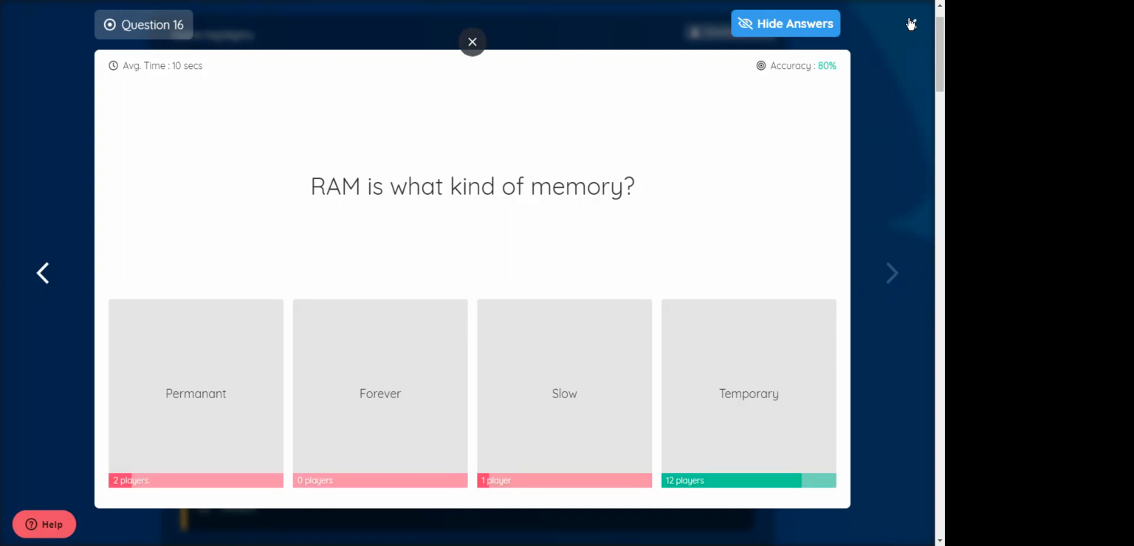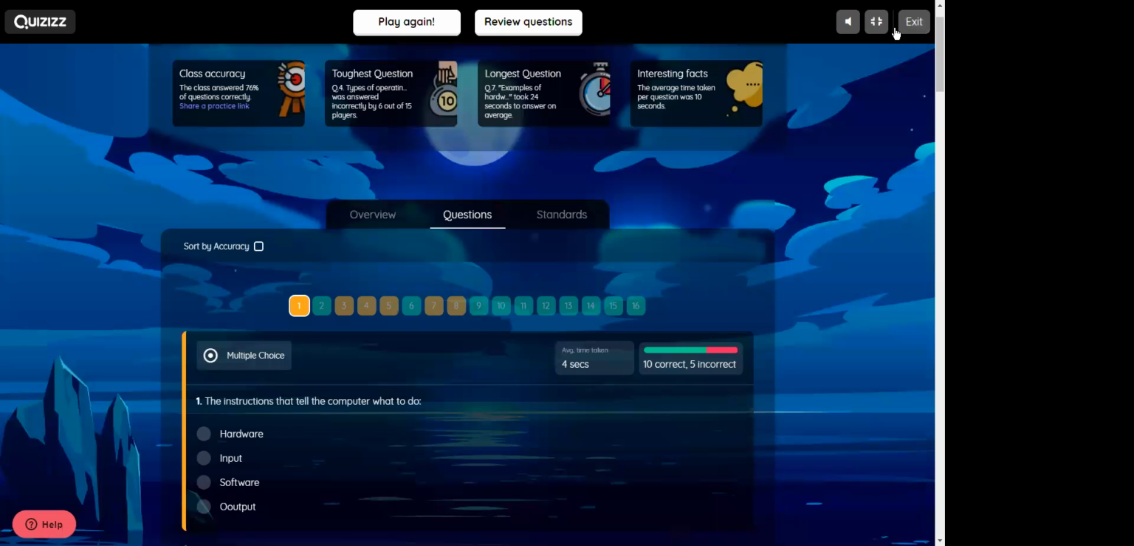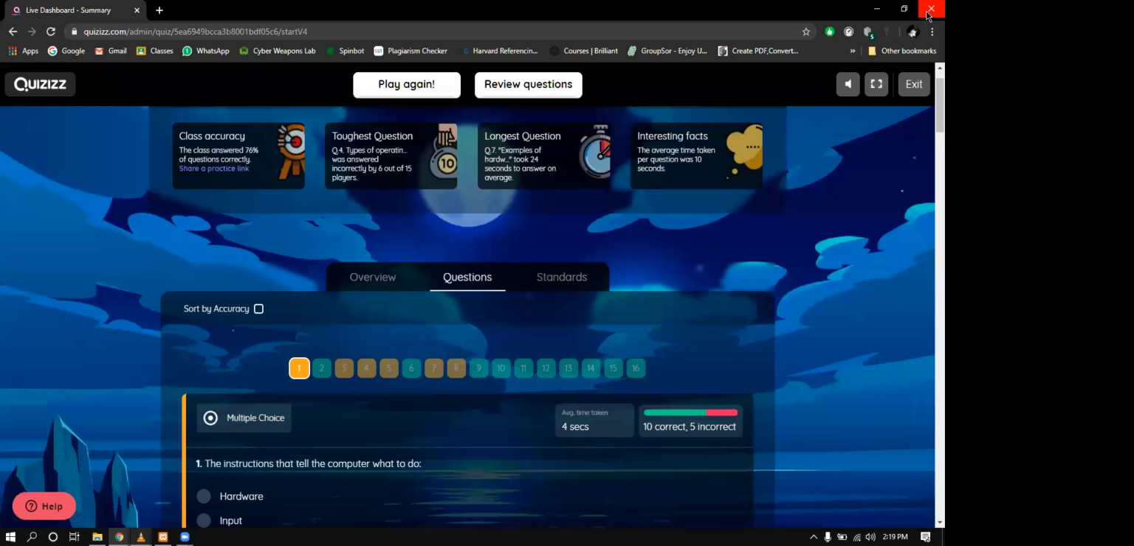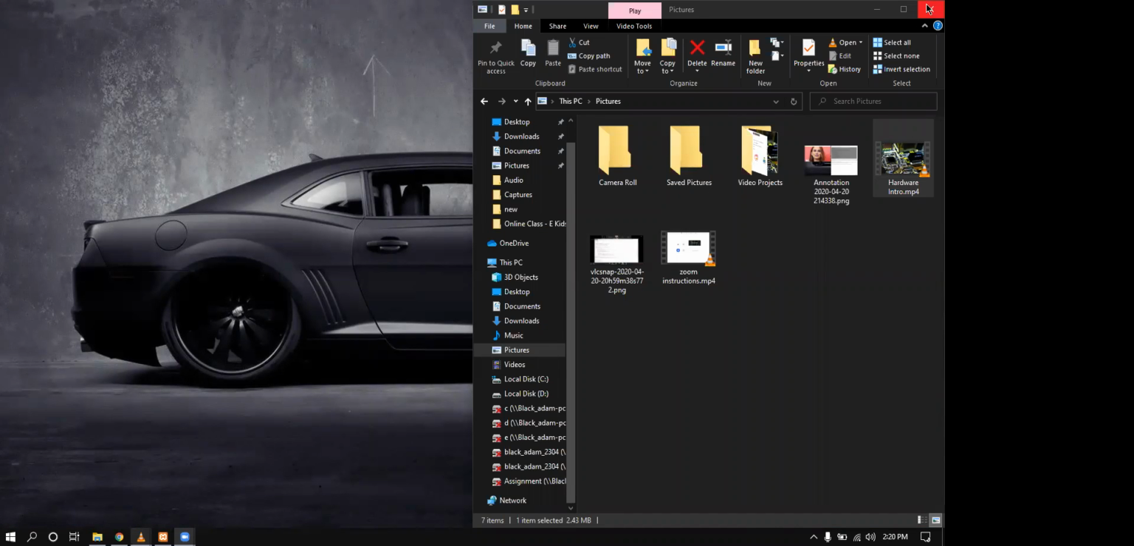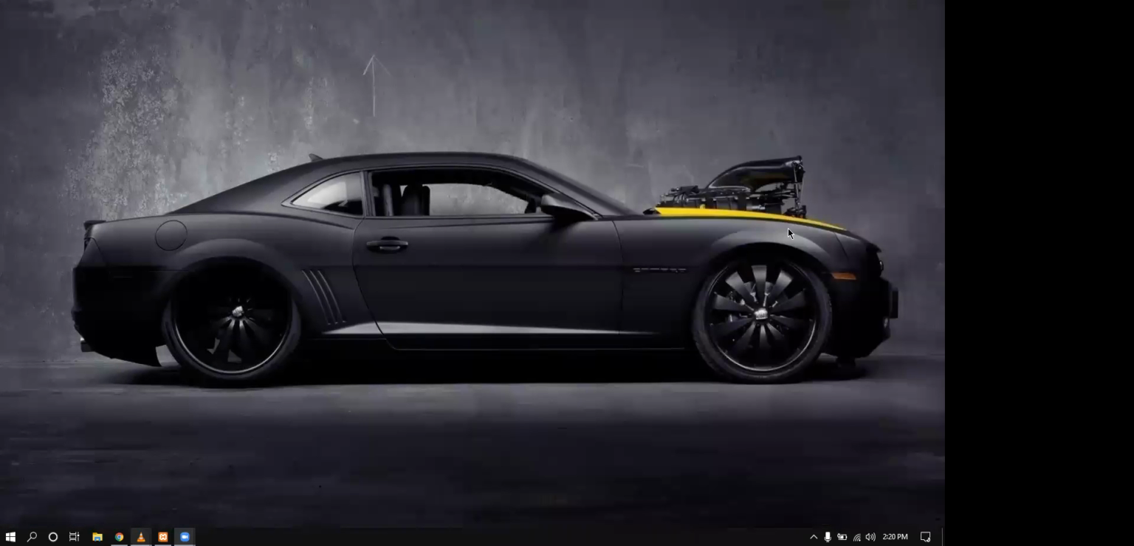Okay students, the class is over for today. The next class will be assembling and disassembling computer parts: how to assemble and disassemble a CPU. Okay, sir.